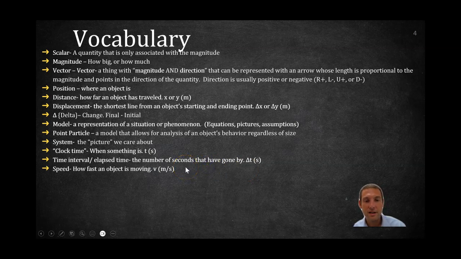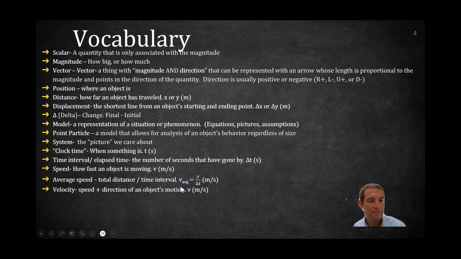Speed is how fast an object is moving. We're going to use the symbol lowercase v, measured in meters per second. The average speed is our total distance divided by the time interval. So our average speed equals our distance, which is x, as we said earlier, divided by delta t, the time interval. The measurement there is meters per second.